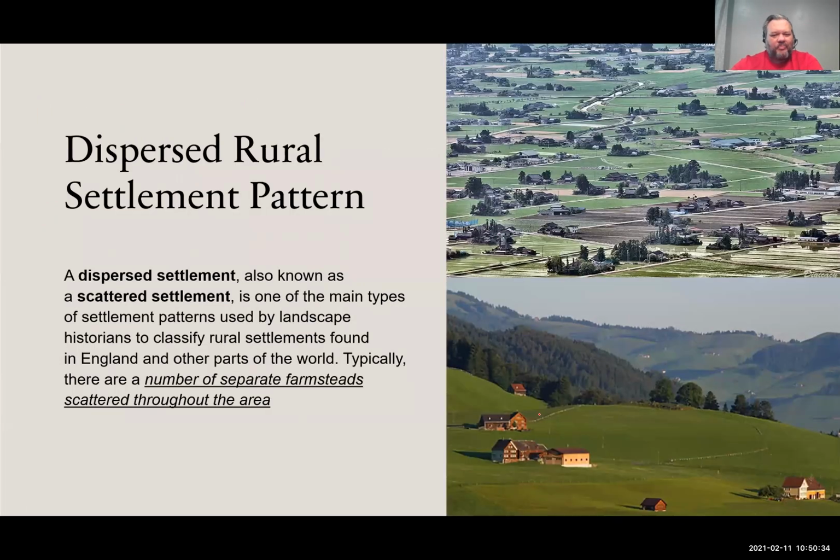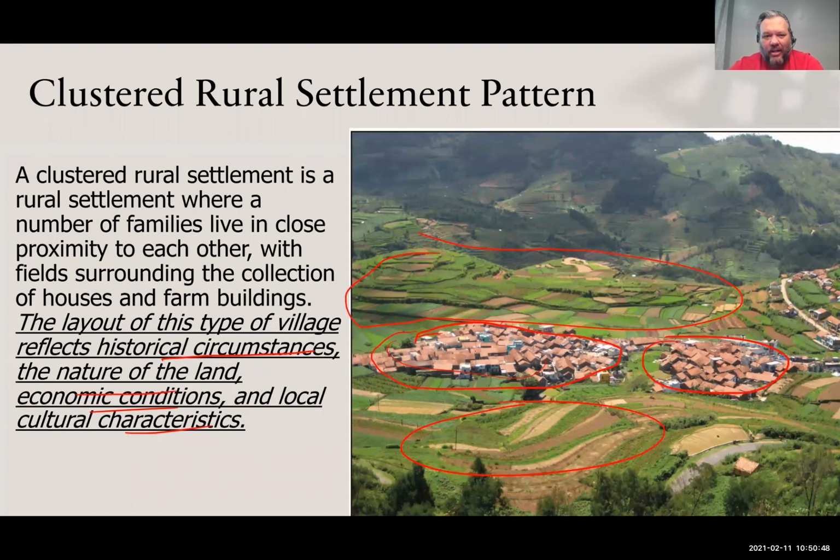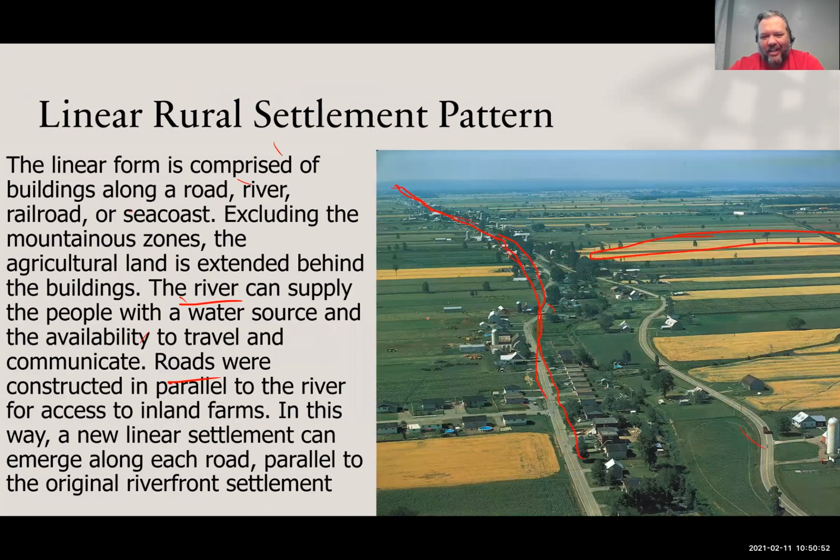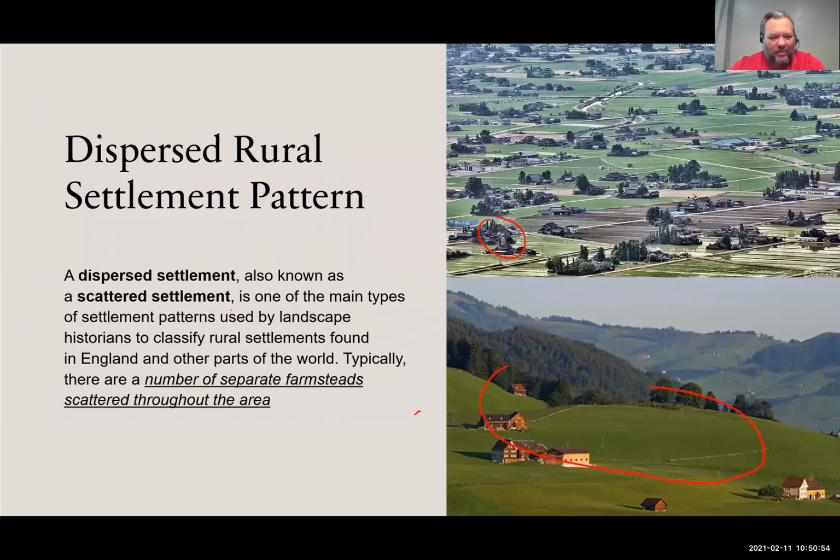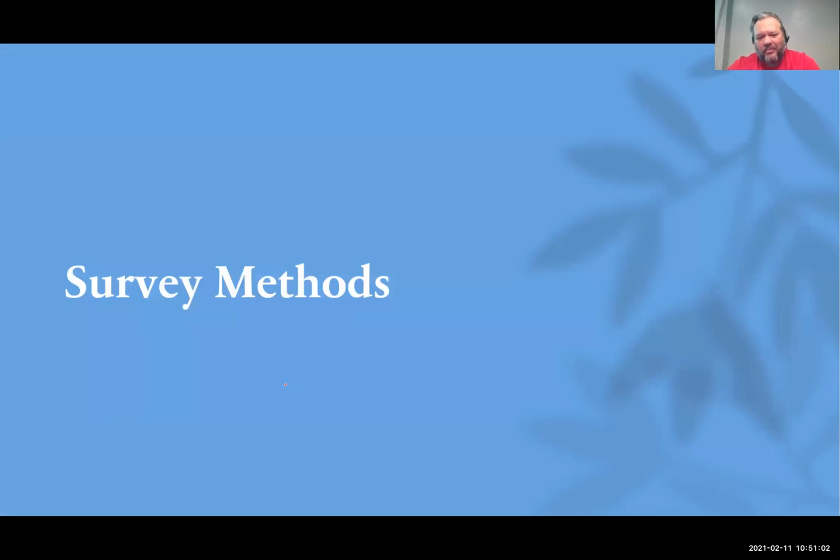All right. And then we have a dispersed pattern. Again, if you look here, people are dispersed in different spots. We would still call this a dispersed settlement. They're not packed in. If you go back here, that's very packed in. That's about as packed in as you can get. But this would be a dispersed settlement. They are scattered around. A number of separate farmsteads scattered throughout the area.